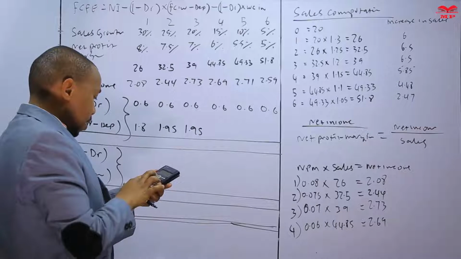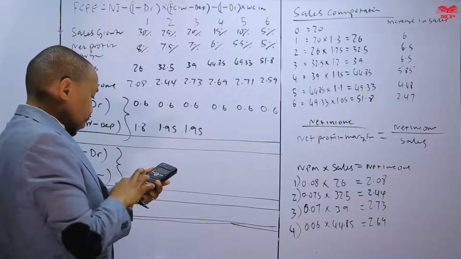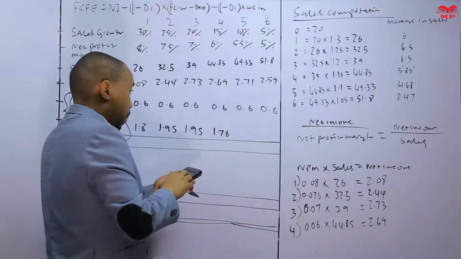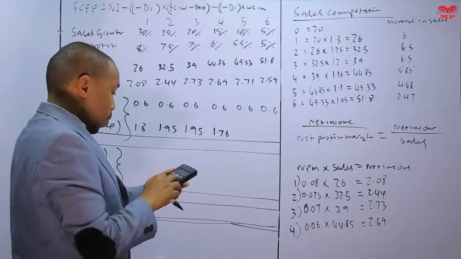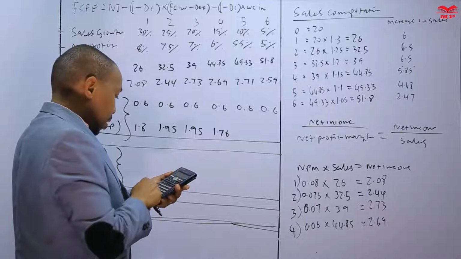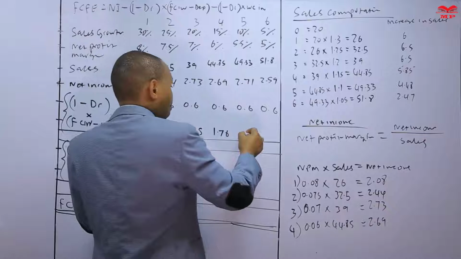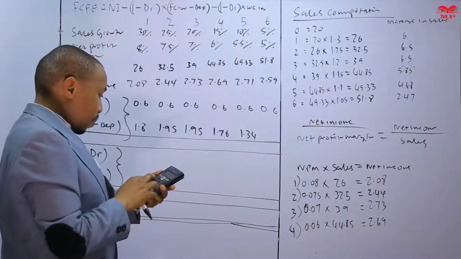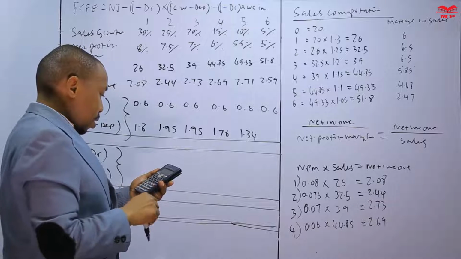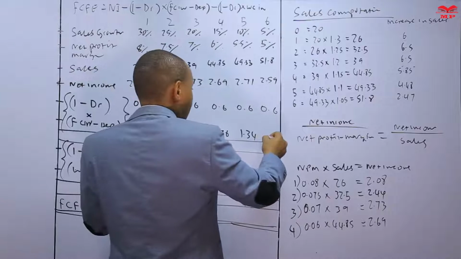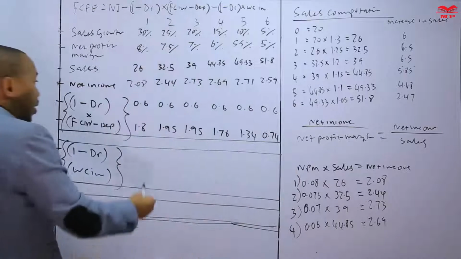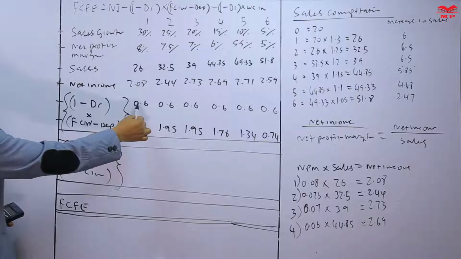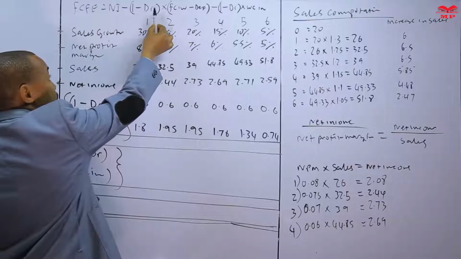Then 5.85 multiplied by 30%, we have 1.76. Then in year 5 we have 4.48 multiplied by 30%, 1.34. Then we have 2.47 multiplied by 30%. We have 0.74. We get the product because I have put those braces like that. So you multiply this times this. Going by the formula, we have this multiplied by that.